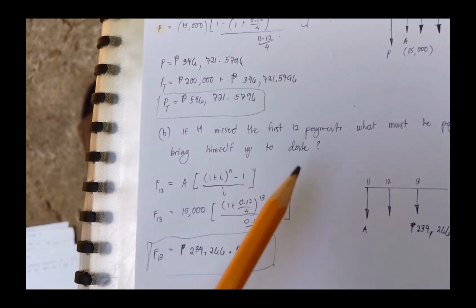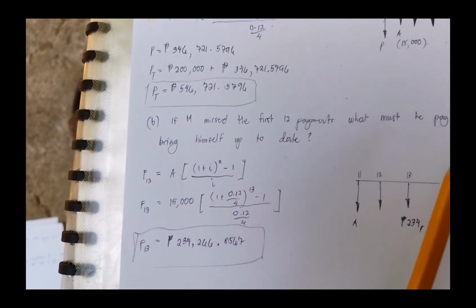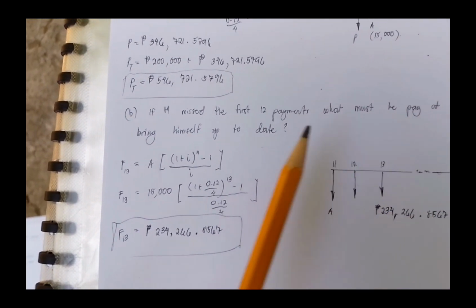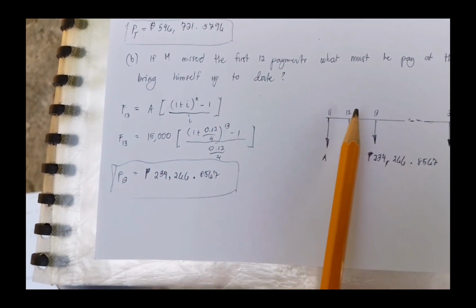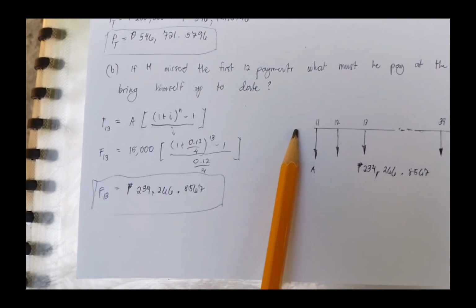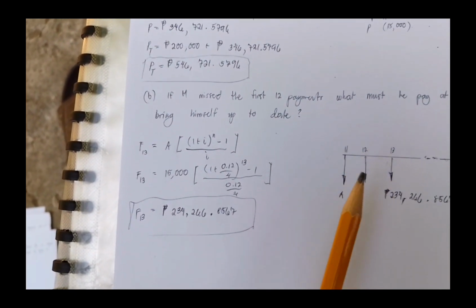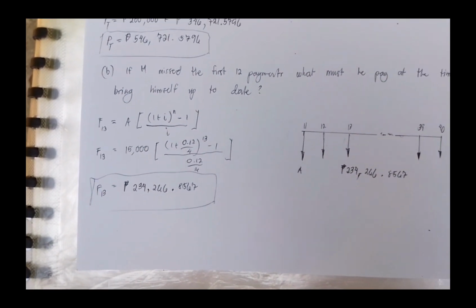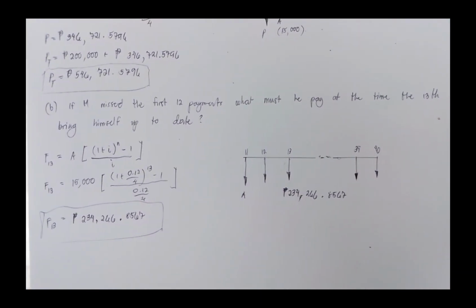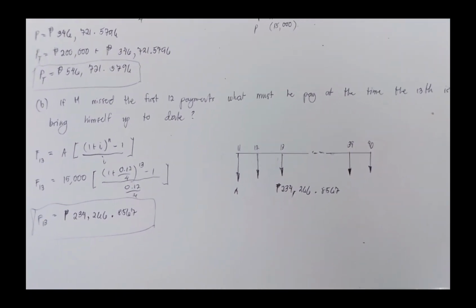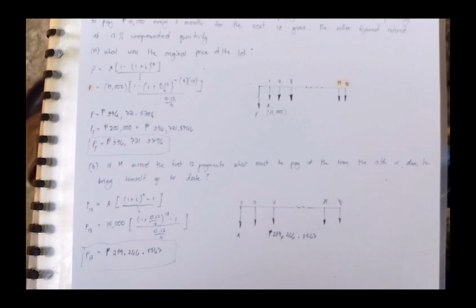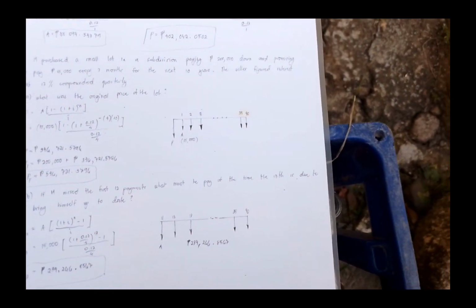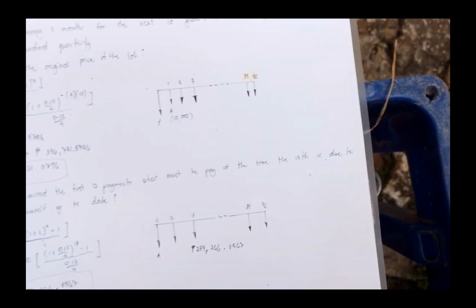If M missed the 12 payments, what must he pay at the time the 13th is due to bring himself up to date? So he has to pay from 1 up to 13. So it means future amount, future value. Now there is no time interval without payment at the beginning, so this is not a deferred annuity problem. A deferred annuity has a time interval, not necessarily years, during which he does not pay right away.